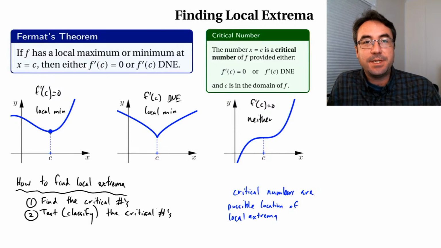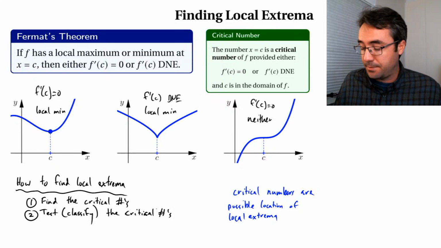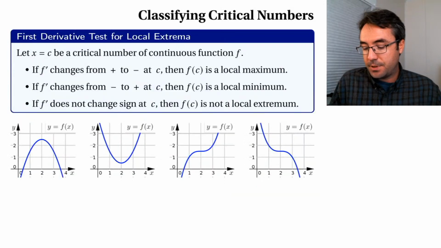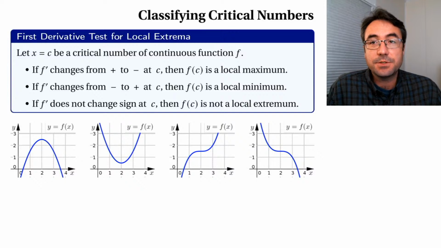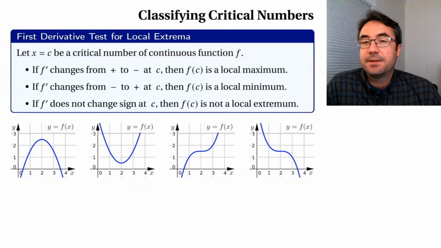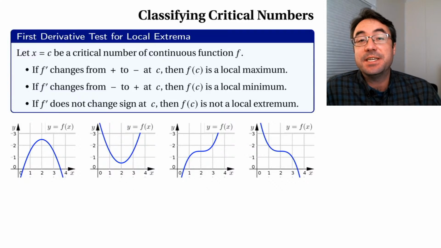And so the tests that we're going to look at help us determine, do we have a min, do we have a max, or neither? The first one we'll consider is the first derivative test. So let's read through this. Let x equals c be a critical number. So we have a critical number at x equals c, and our function f is continuous.